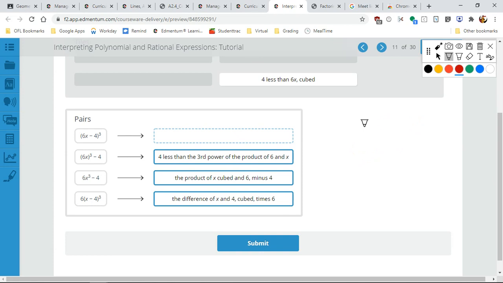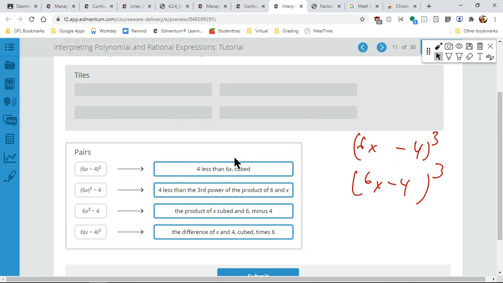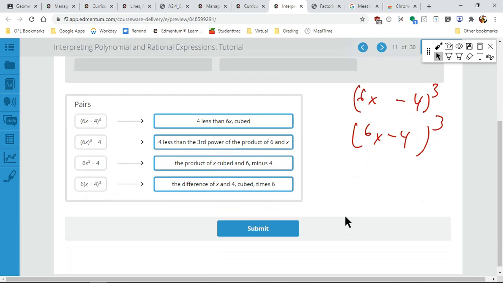So next one, we're going to do 4 less than. So 4 less than 6x, and the cubed is actually referring to everything cubed. So here we're doing this 6x, and then we're cubing everything. So by putting the cubed at the end, it's saying everything we just said, cube it. I know it's the last one, but I wanted to kind of go over it. Is all of this making sense, guys?